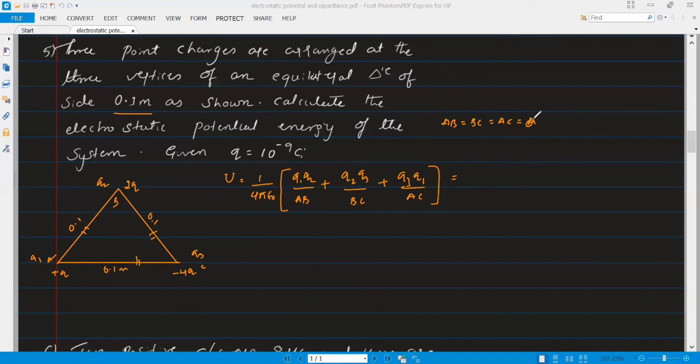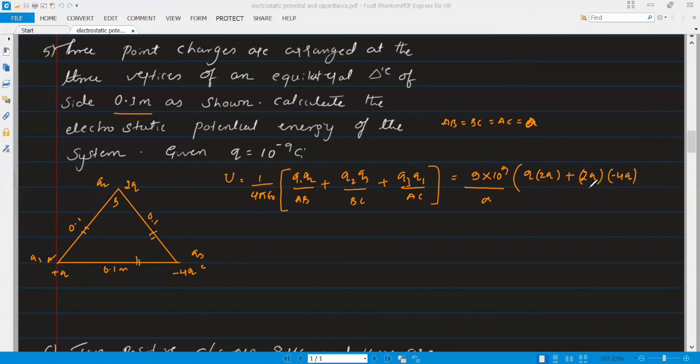Okay, I'll write this as small a. The value of 1/4 pi epsilon naught, I can write as 9 into 10 to the power of 9 divided by A into the bracket. What remains here is Q1 Q2. Q1 here is plus Q, and Q2 is 2Q. So this is Q into 2Q plus Q2 Q3. Q3 is minus 4Q and Q2 is 2Q. This is 2Q and this is minus 4Q.